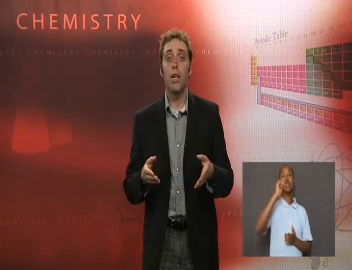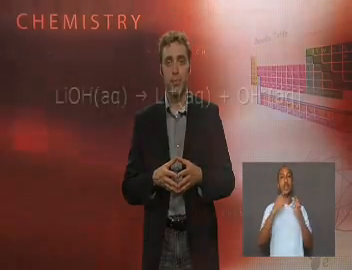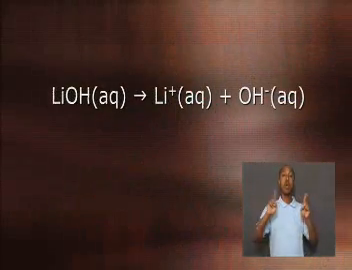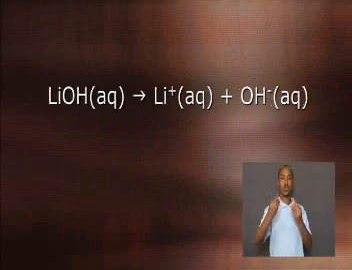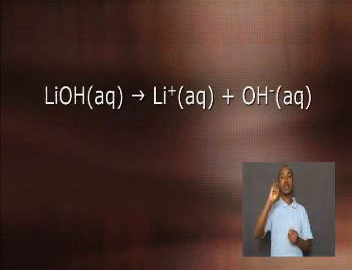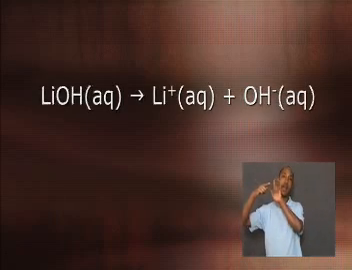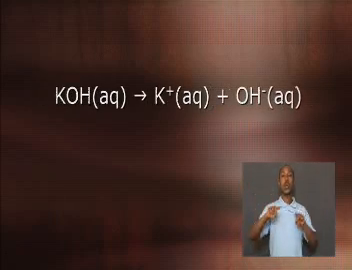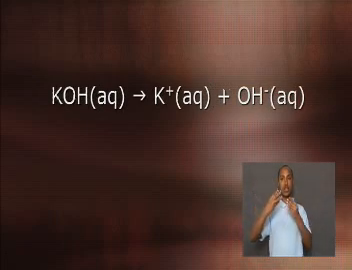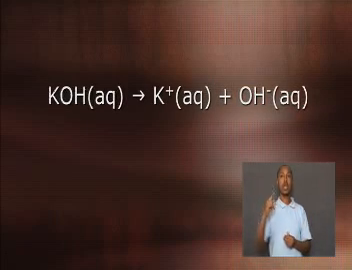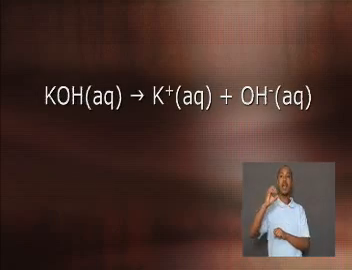Lithium hydroxide, sodium hydroxide, potassium hydroxide, and barium hydroxide all fall into the latter group. When lithium hydroxide dissociates, it forms lithium plus and hydroxide ion. When potassium hydroxide dissociates, it forms potassium plus and hydroxide ion.